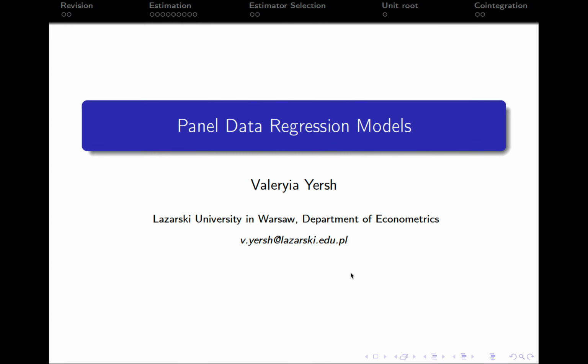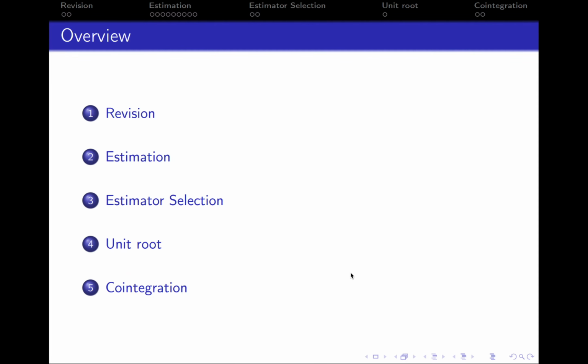In this lecture, I would like to discuss the third type of data that exists in econometrics called panel data. And as you can see, I will start with a quick revision of what a panel data is. After this, I will discuss various methods used for estimating panel data. Then I will discuss the choice of the best estimator for panel data, and I will end the lecture with a quick discussion of unit root testing and co-integration analysis for panel data.